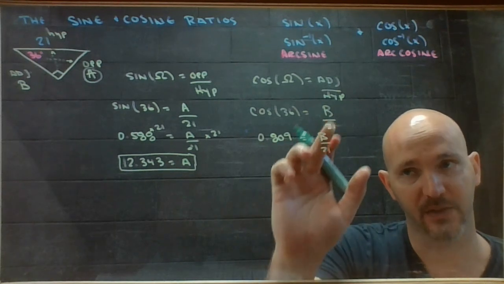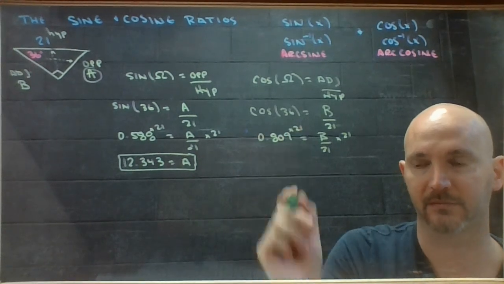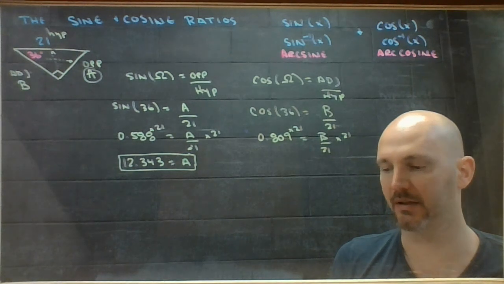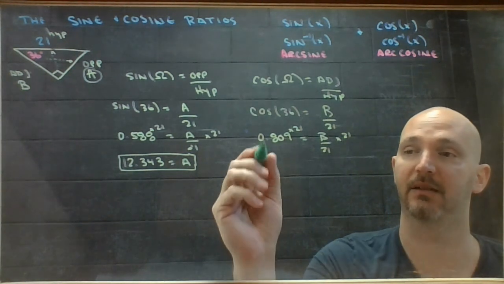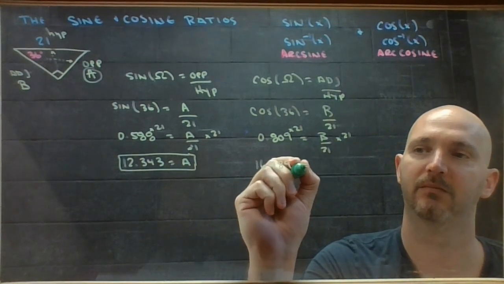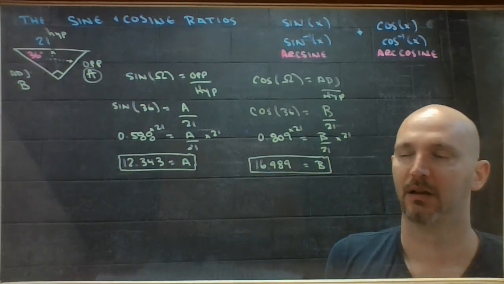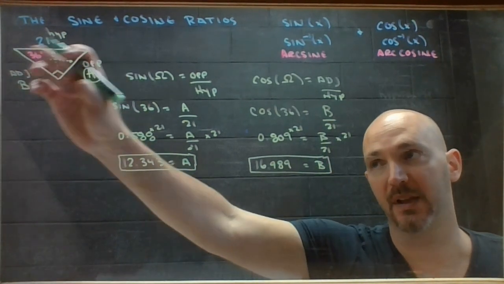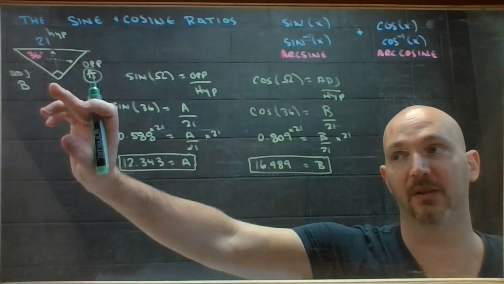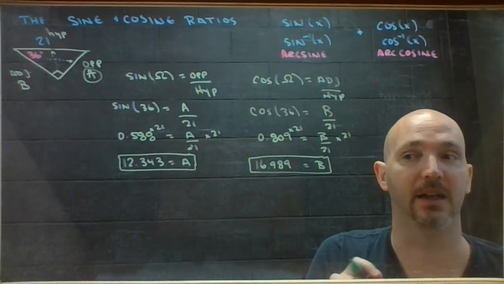So to fix this division by 21, I need to multiply by 21. 0.809 multiplied by 21 gives me 16.989 if I round. So the only way for the hypotenuse to be 21, and this to be a 36-degree angle, and this to be a 90-degree angle, is if this side is 16.989 units long.